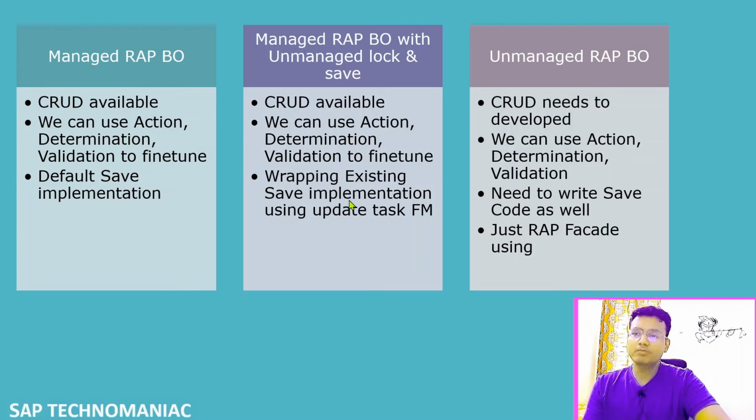Third thing, basically it is telling that we have to write our own code. Meaning in unmanaged save, we have an existing update function module that I'm using in my older ABAP, and I just want to reutilize it to save the data in the database. Then I can write that unmanaged save and call that particular function module. How to do the wrapping and all, I will explain to you, don't worry. So the third thing will come up with the unmanaged RAP BO.